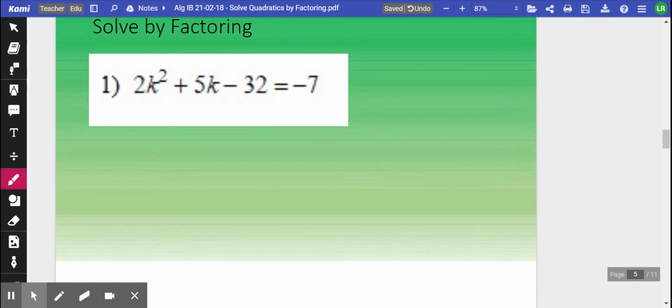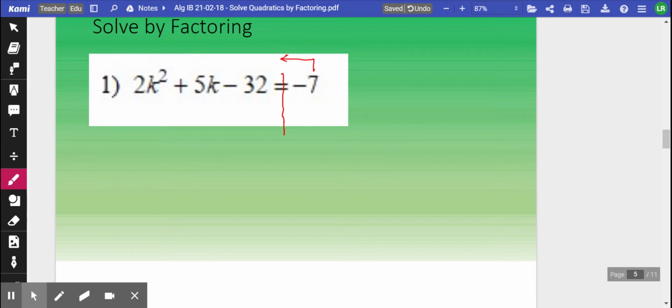This is a traditional method. So we have 2k squared plus 5k minus 32 equals -7. Now, our first step is it has to say equals 0. One of the common mistakes is to try to start the problem right now, and this says equals -7. That isn't going to help me. I have to make it say equals 0. So I'm going to move this over to the left-hand side.